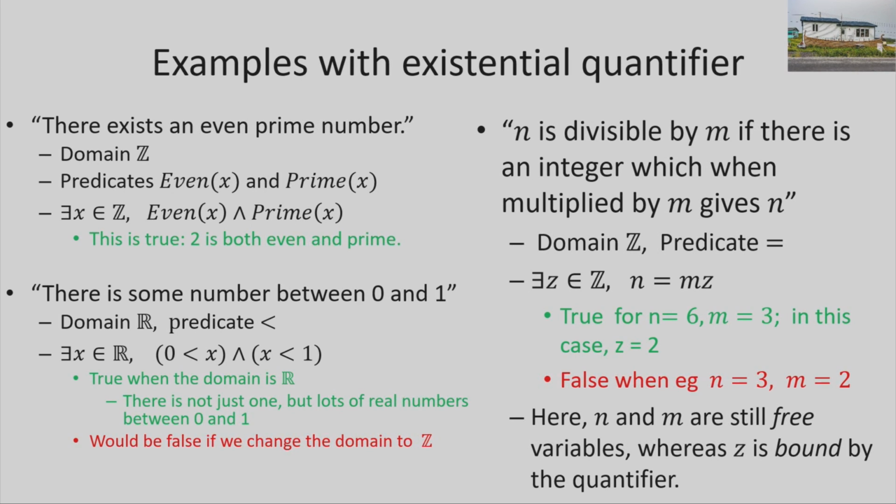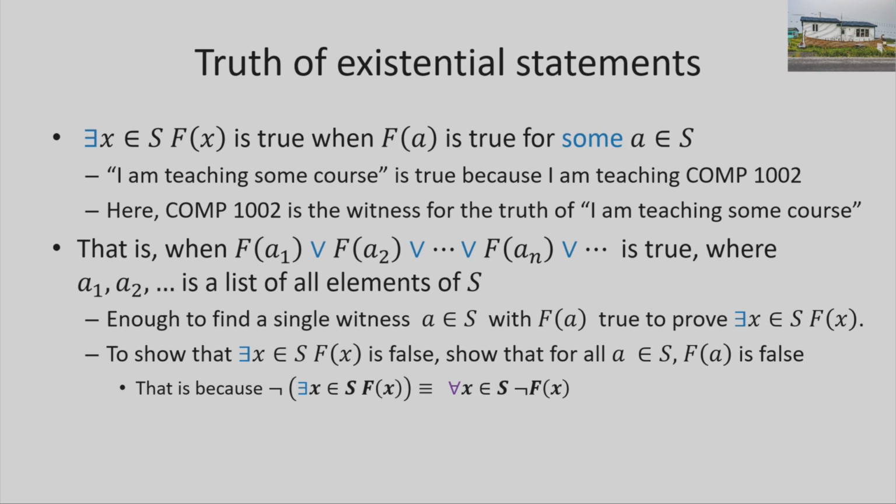Okay, so let's say a little bit more formally, just like we did for universal quantifiers, what it means for an existential quantifier formula to be true. A formula there exists x such that f of x is true, as we said, when f of a is true for some a in the set S. Like, I'm teaching some course right now. Well, that's true because I'm teaching COMP1002. COMP1002 is a witness of the truth of I'm teaching some course right now.